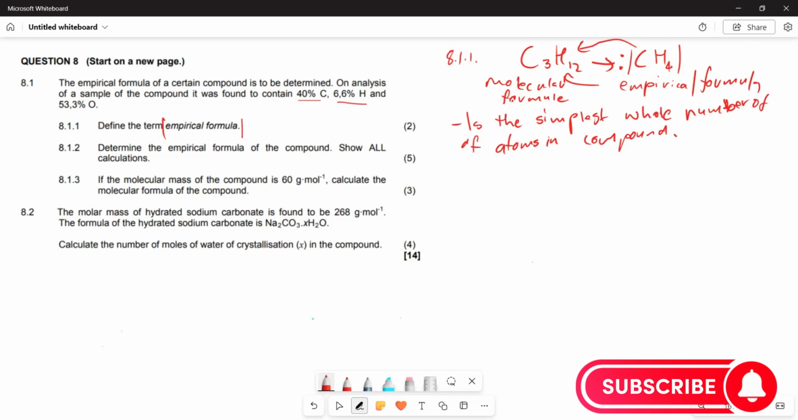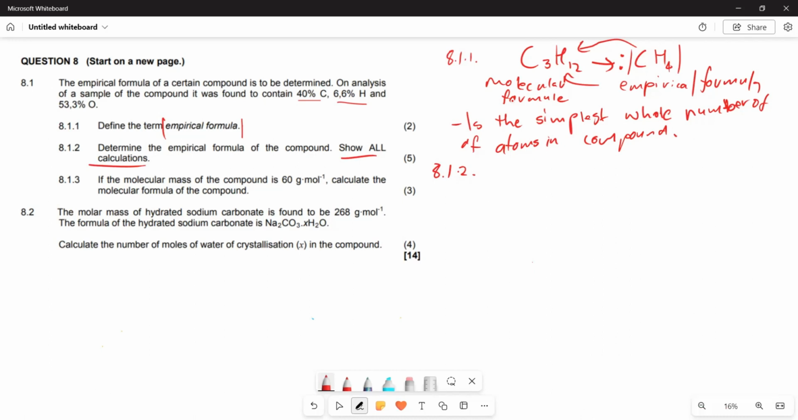Now let's look at 8.1.2. In this case, the question requires you to determine the empirical formula of the compound, and it wants you to show all the calculations. What are you going to do here? The first thing you need to understand is that if you are given these percentages, remember that all these percentages represent 100%, and these 100% can also be converted into 100 grams.